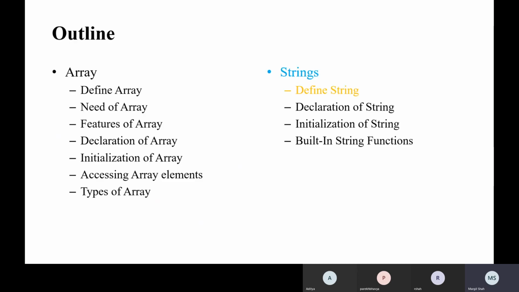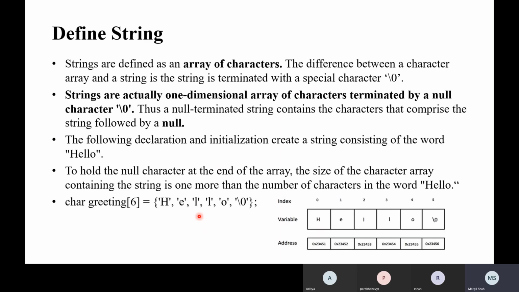So let's move towards another topic, that is a string. Now what is a string? It is again an array, but an array of characters, that is a string. So strings are defined as arrays of characters. The difference between a character array and a string is that the string is terminated with the special character \0. You need to remember that, because in C language we don't have a data type named string, but we can use it using a character array.